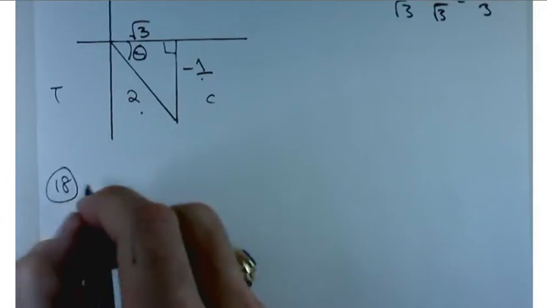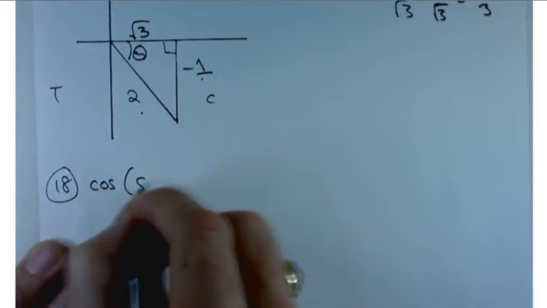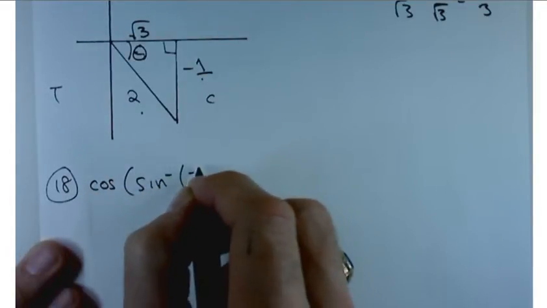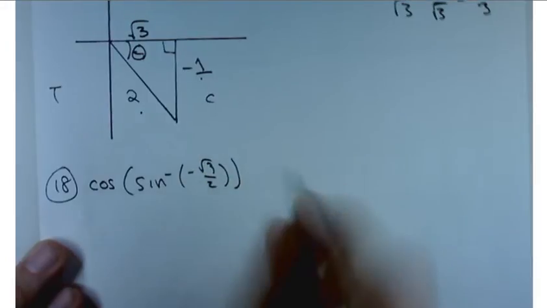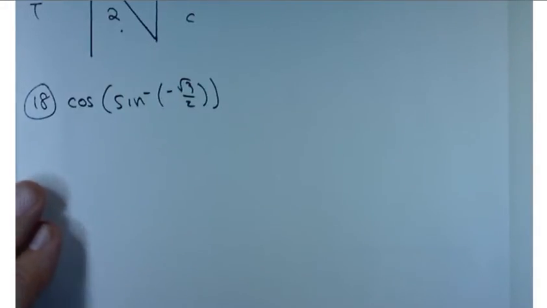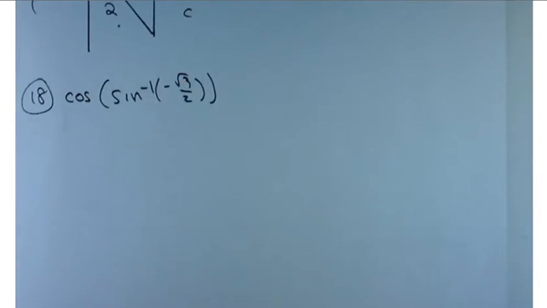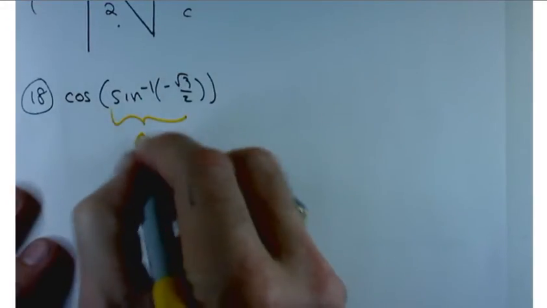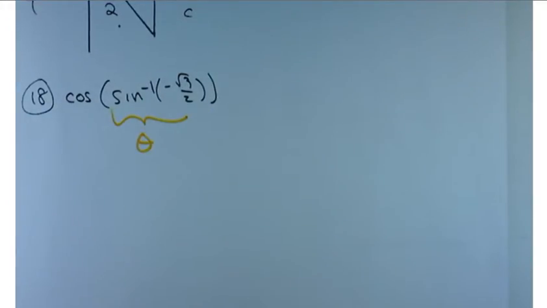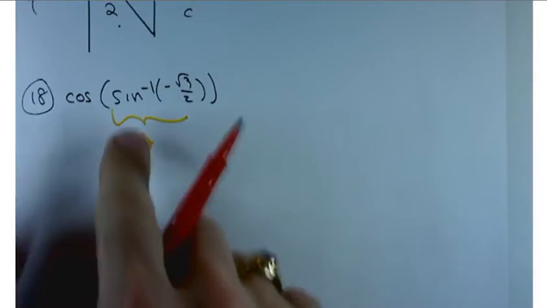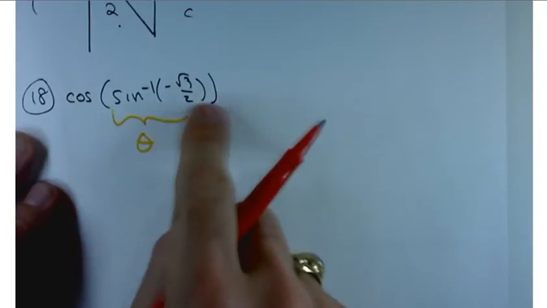Cosine of the sine inverse of negative root 3/2. That should be sine inverse, negative 1. Start out as before. Let's call this angle theta. When you take the inverse function of some number, you're going to get an angle. And this is the angle where the sine is negative root 3/2.